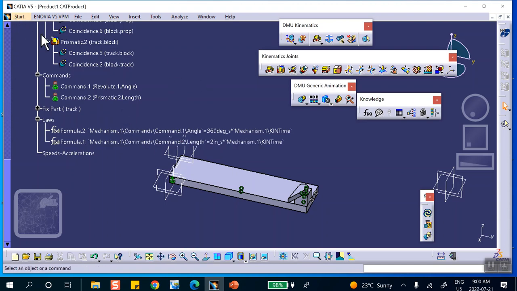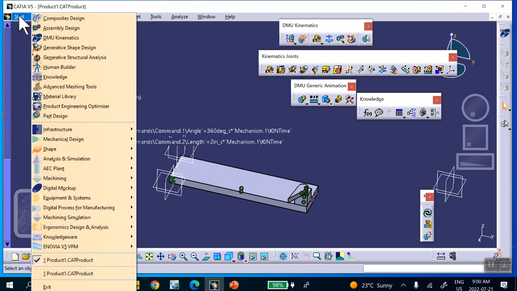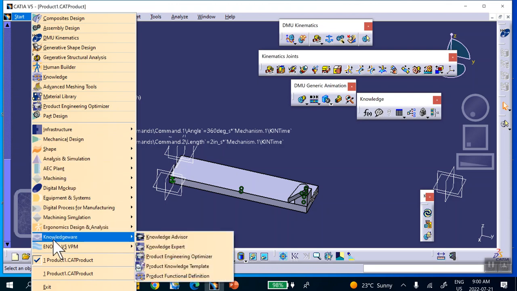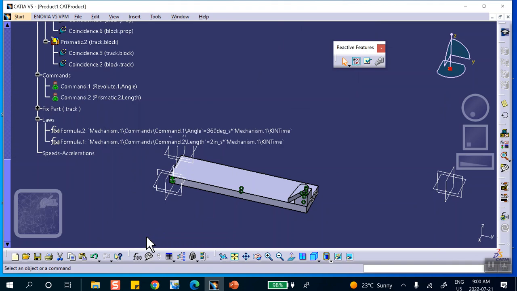So, this is new. You go to start, knowledgeware, start knowledgeware, knowledge advisor. The very first one. That's the only thing we're going to do in this course. Everything changes. All the icons change.